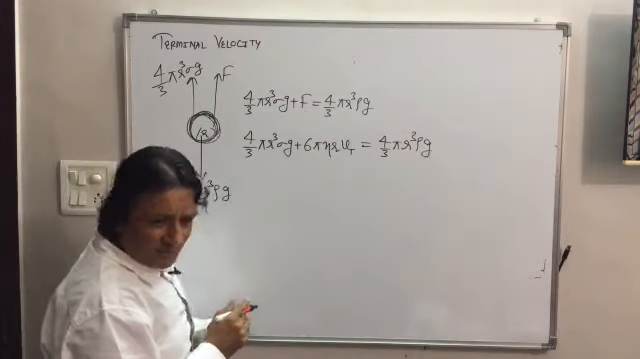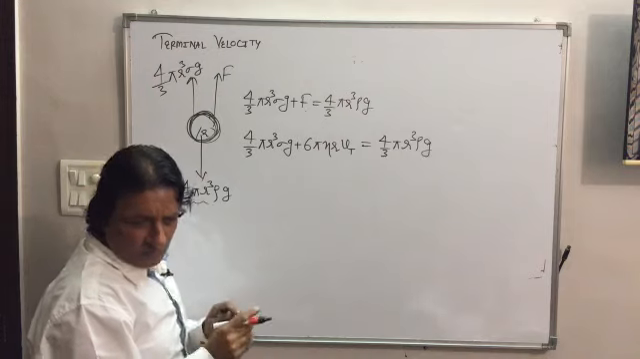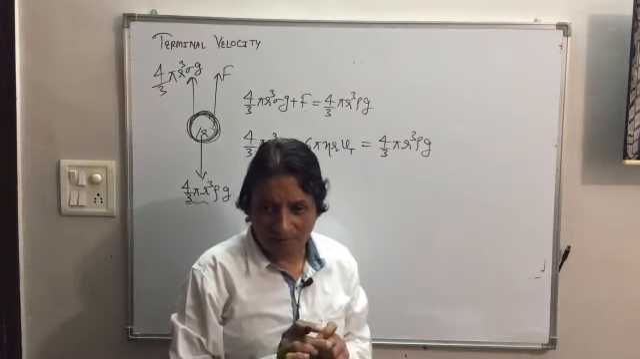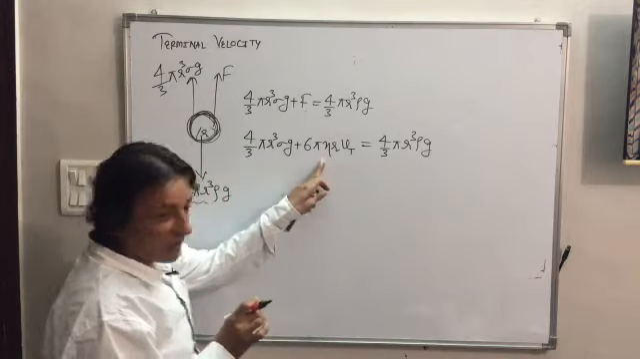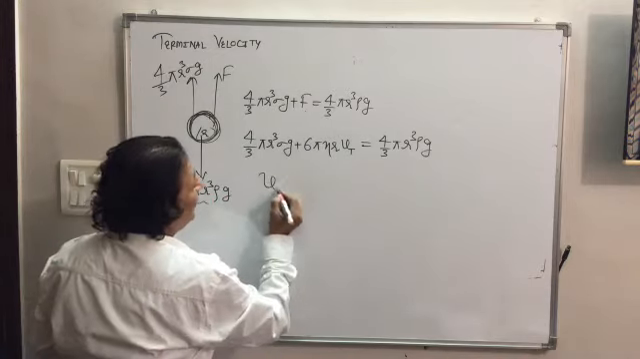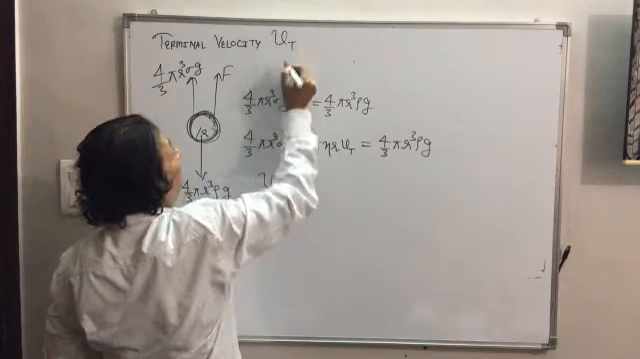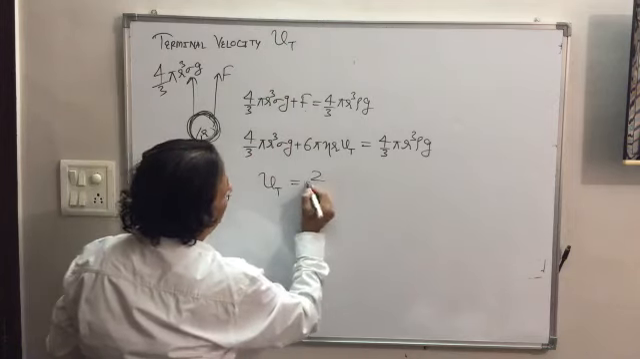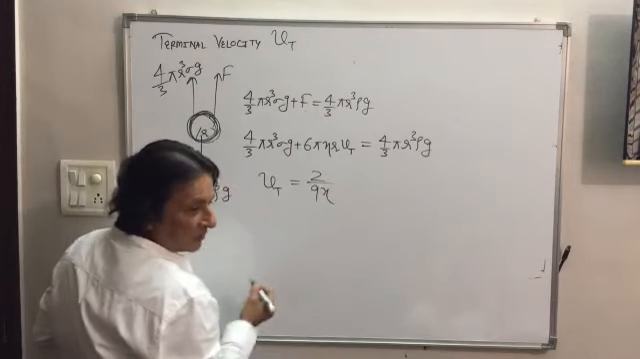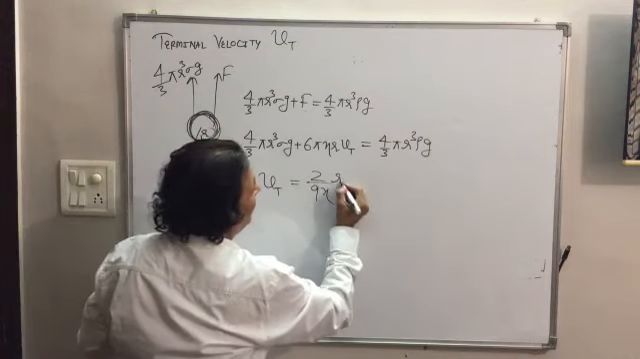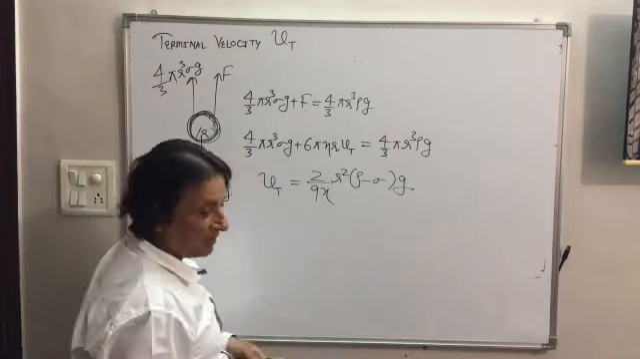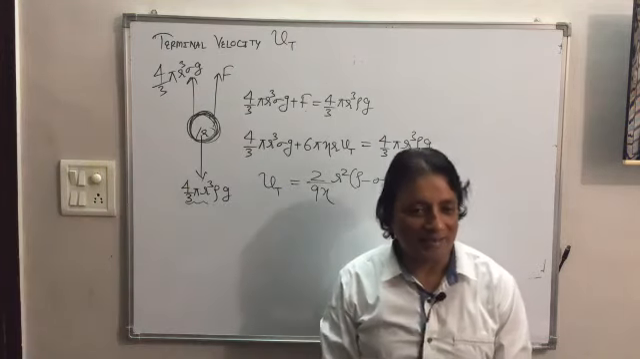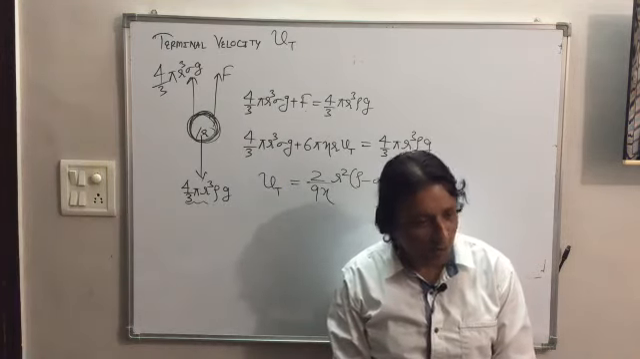Students, if you solve this equation, pick up a pen and notebook. If you solve this equation, you have to calculate Vt. Vt is called what? Terminal velocity. You will find Vt = 2/9 × r²(ρ − σ)g/η. I hope it is clear.